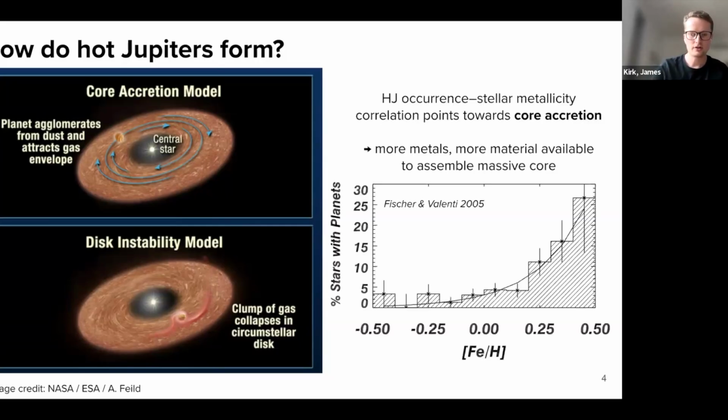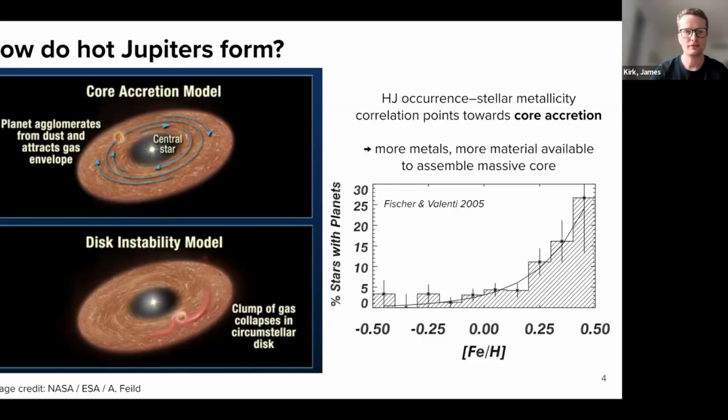And actually, there is a growing body of evidence that seems to suggest that hot Jupiters form via core accretion. And this is perhaps most famously known from this plot in a paper in 2005, which shows the occurrence rate of hot Jupiters around stars of different metallicity. And essentially, what these authors showed is that more metal-rich stars are more likely to host a hot Jupiter. And this has been taken as evidence for the core accretion scenario of formation, essentially because you have more metals in the disk and a larger solid surface density, meaning that there is more solid material available to assemble massive cores before the protoplanetary disk disperses.